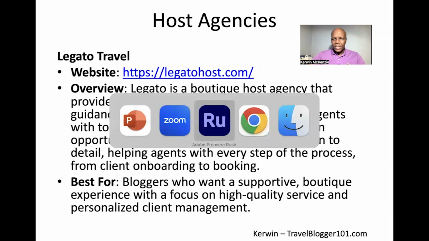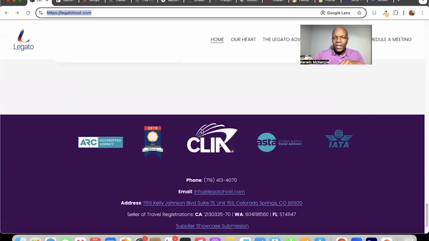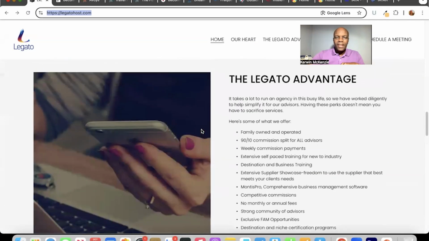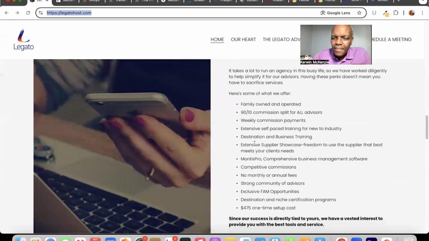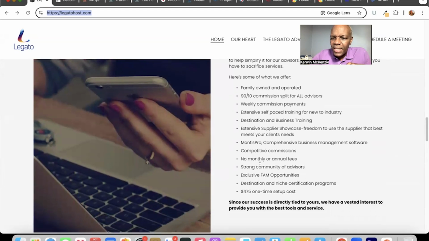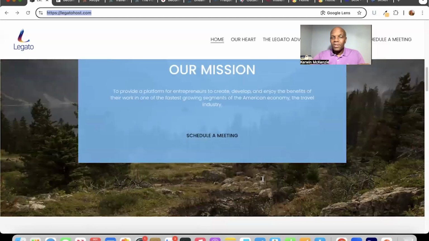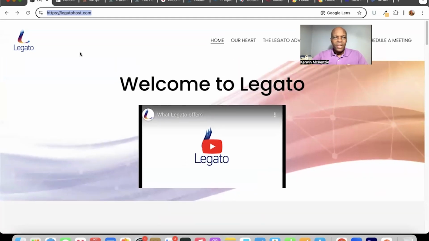And I'm going to share my screen just so you get an idea of what it looks like when you go to these agencies. They have a testimonial section. They talk about the advantage of being with this particular agency. So it tells you that you get a 90-10 commission split. It tells you that you get training, and you pay a one-time $475 fee for the setup and you're good to go. You can get fam trips that they offer you. It's good when you go through these agencies to see what they have, and you can set up a call with them and talk to them, because you're interviewing them and they're also interviewing you. So that's some of the stuff that you can do with these agencies.